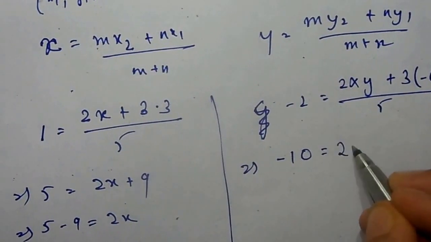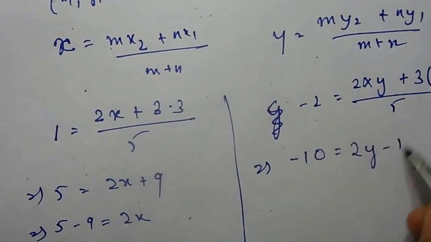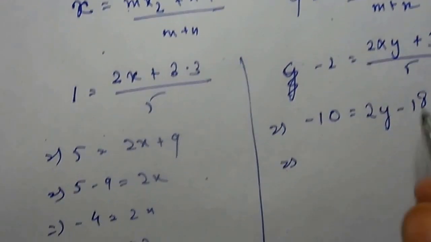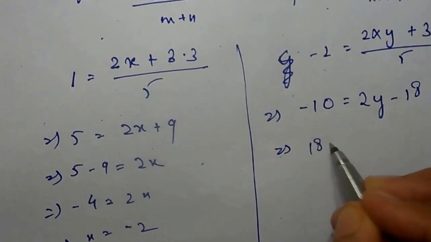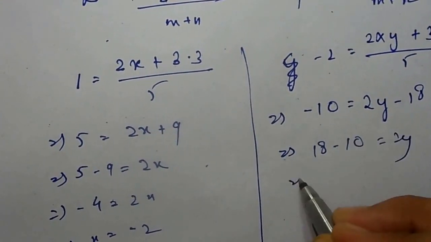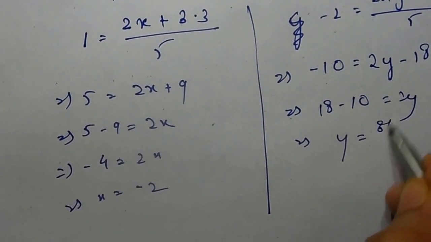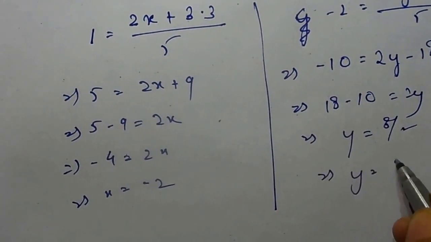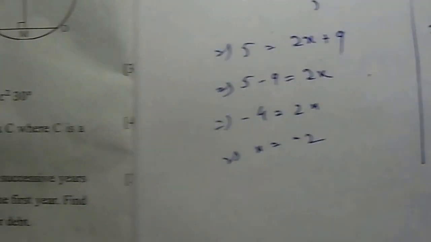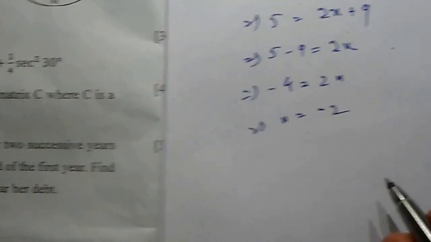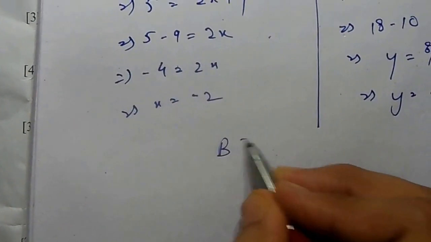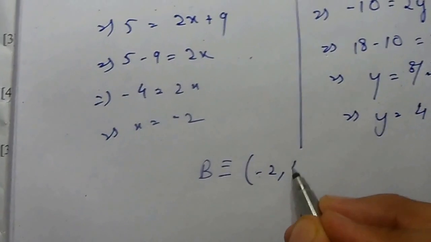Minus 10 equals 2y. 6 3 is 18. There is a minus sign over there, so this will go here. So 18 minus 10 equals 2y. Y equals 8 by 2. Therefore y equals 4. So these are the coordinates. So coordinates of B will be equal to minus 2 and 4. Okay, that's your answer.